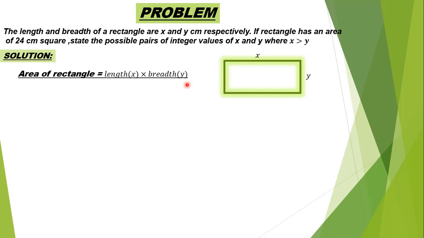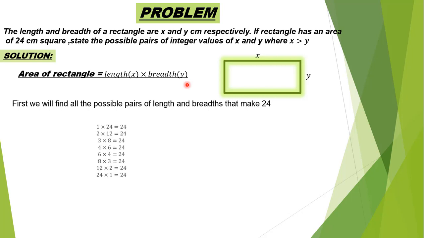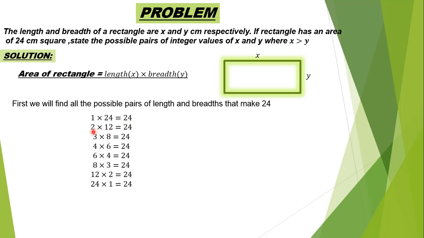All the factors of 24. So let us first write all the factors of 24. How can we write them? We have the possible pairs of length and breadth that make 24. They are 1 into 24 will give you 24, 2 into 12 will give you 24, 3 into 8 will give you 24, 4 into 6 will give you 24. Similarly, repeat them: 6 into 4 will give you 24, 8 and 3, 12 and 2, 24 and 1. So these are all the pairs of numbers that will give you the area equal to 24, where the first part is representing the values of x, and the second part is representing the values of y, means breadth, and x means the length.